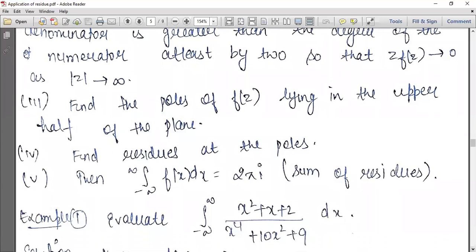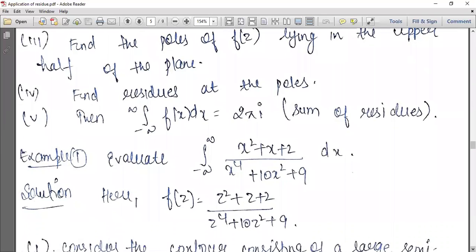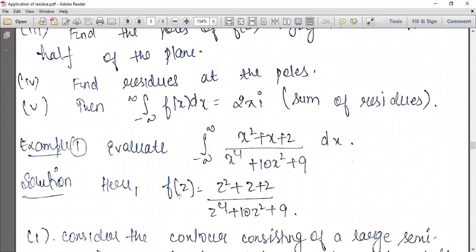So let's just see one example. Evaluate the integral from minus infinity to infinity of (x square plus x plus 2) divided by (x^4 plus 10x square plus 9) dx. So first, here f(x) is this, so f(z) will become this; just replace x with z.